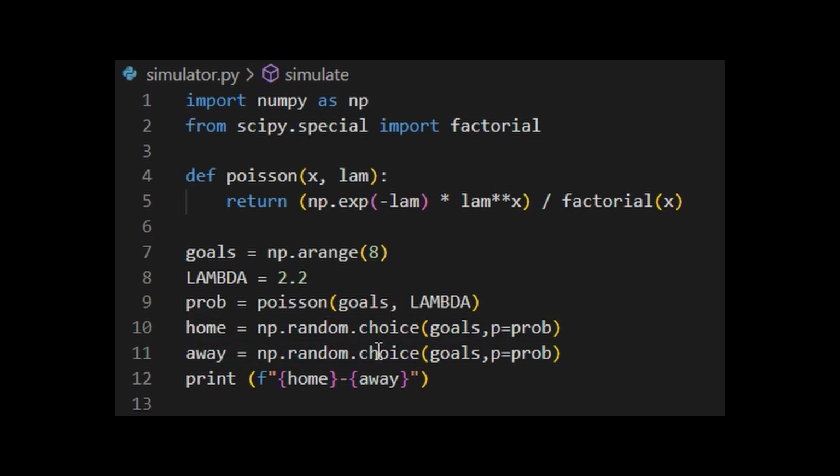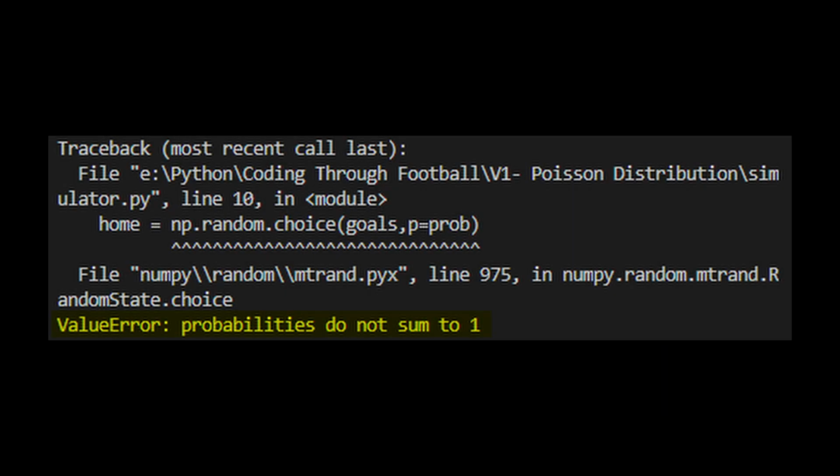Finally, numpy's random.choice function allows us to sample discrete outcomes from a specified probability mass function, so goal counts with higher probability are selected more frequently. However, when we run the code, we notice a problem. The probabilities no longer sum to 1. Any valid probability mass function must sum to 1, so something is clearly missing.